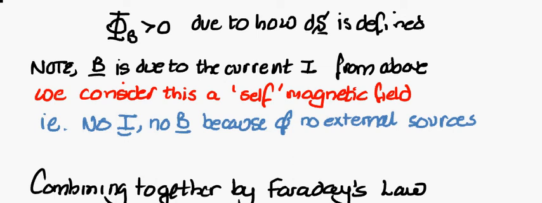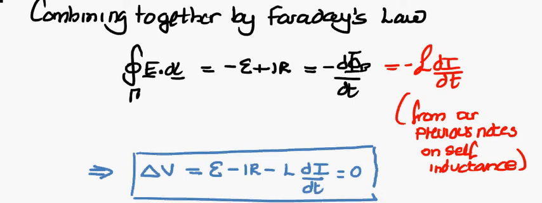What we can then do is combine all these together. So now we've done our E dot dl around our loop, then we must consider the magnetic flux on the other side. This means that we take the E dot dl around our loop. Remember, our loop has no electric field.